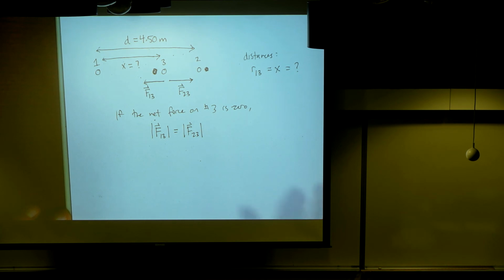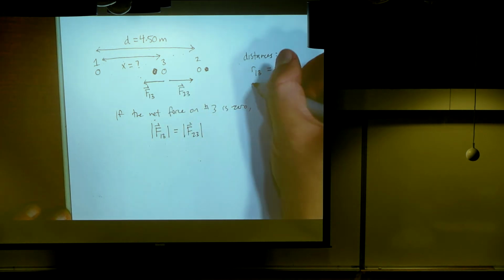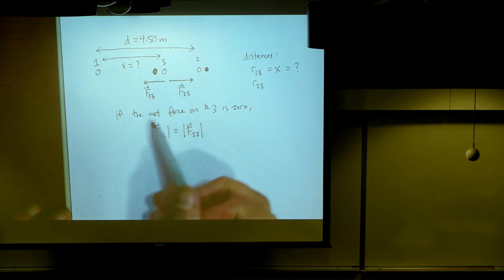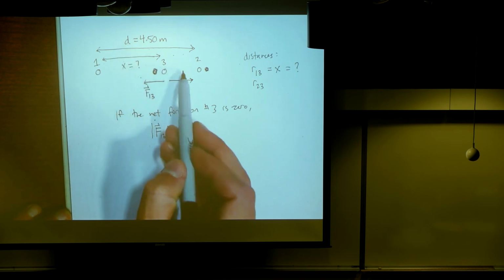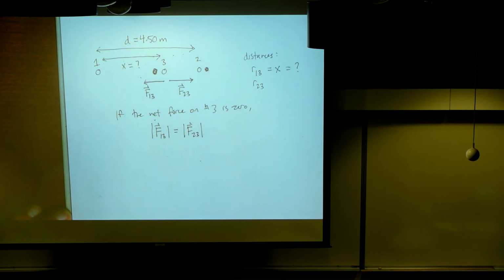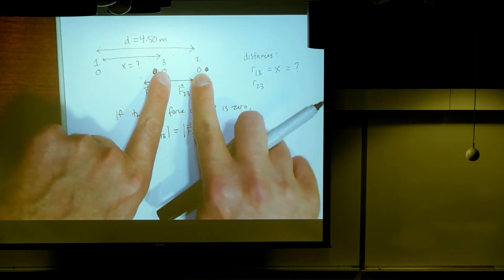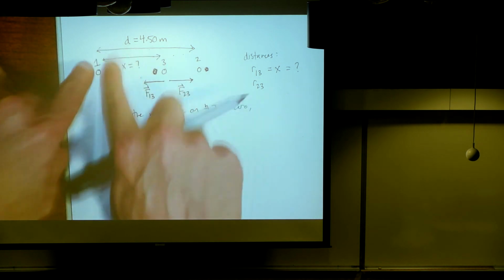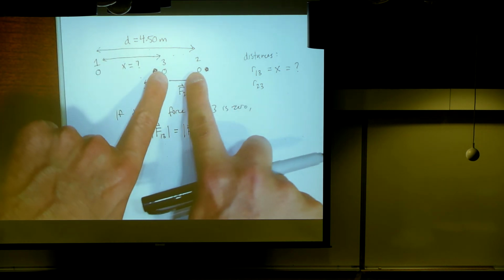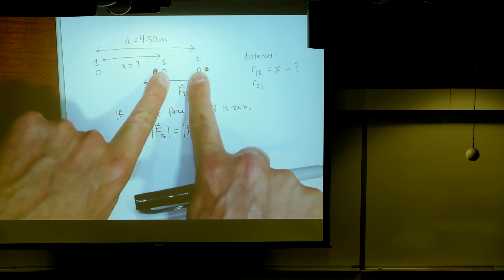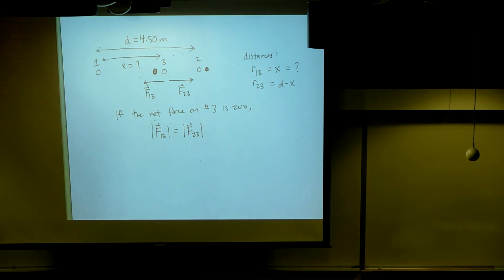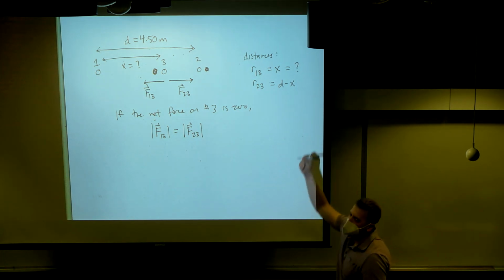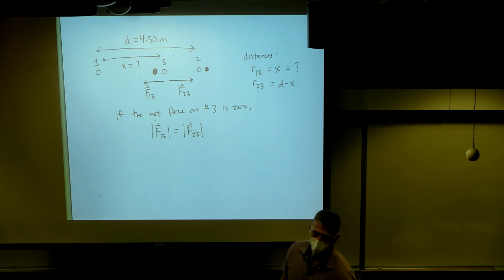The distance between 2 and 3, what would that be? In terms of the variables d and x, how would I get this distance? Yeah. See, this distance is the full distance d with this x subtracted off it. If I just want the distance between these two, it's d minus x. That's useful because I'm trying to solve for x, so I want to express all the distances that I don't know in terms of x.